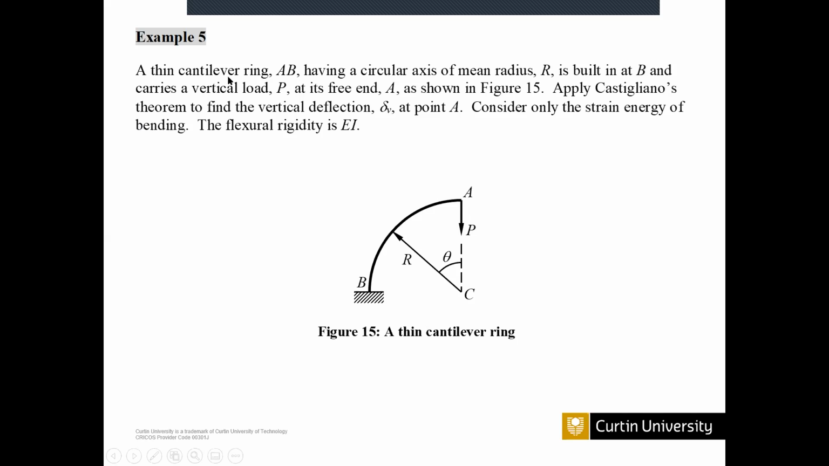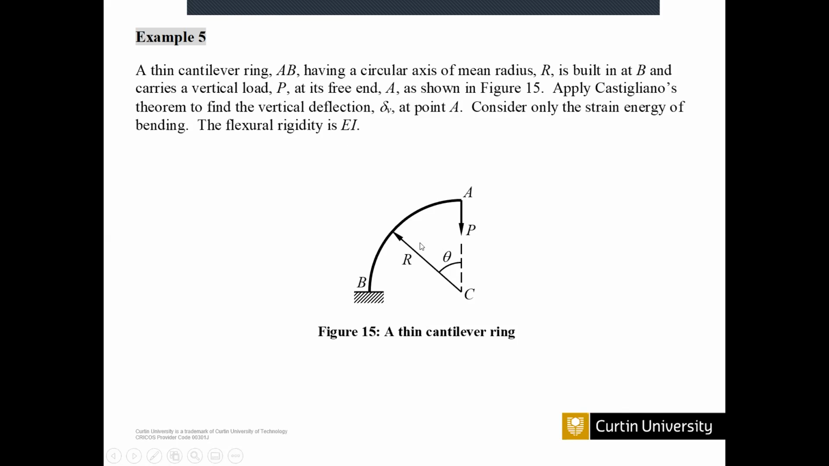A thin cantilever ring, cantilever because this is a fixed end. AB having a circular axis of mean radius r. You can see this is the center of this arc. It is built in at B and carries a vertical load P at its free end A, shown in figure 15. Apply Castigliano's theorem to find the vertical deflection at point A. You don't need to introduce a dummy load, because there is a point load. Consider only the strain energy of bending. The flexural rigidity is EI.